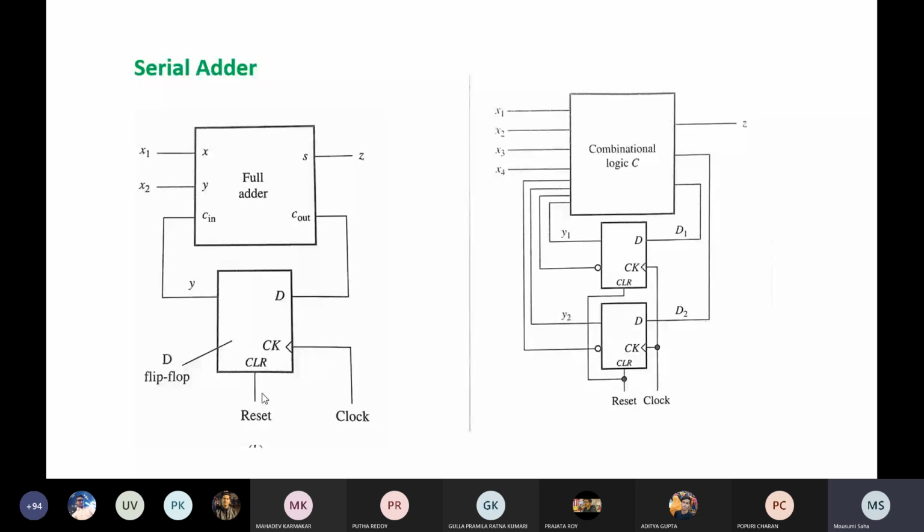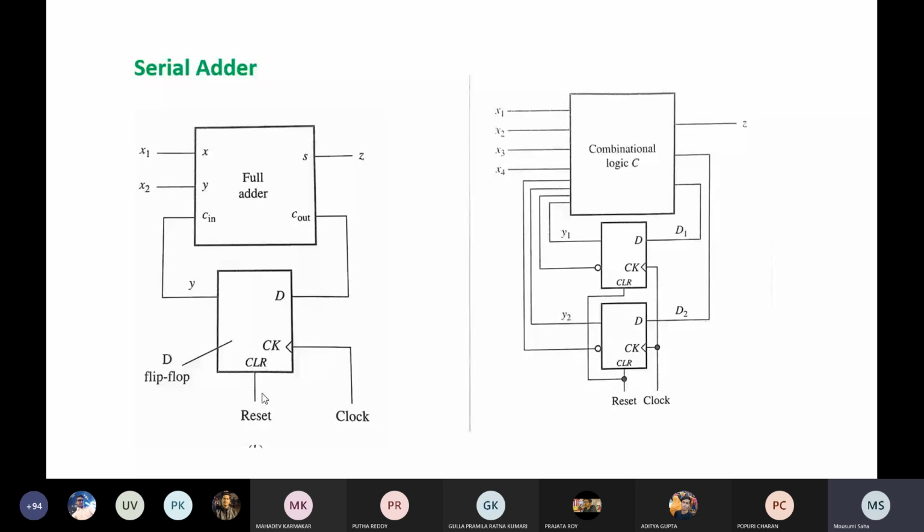So obviously what will be the inputs? Your x1, x2, x3, x4, y1 and y2. These 6 lines will be required as the inputs of your combinational logic circuit. And obviously one output you consider for your summation value.